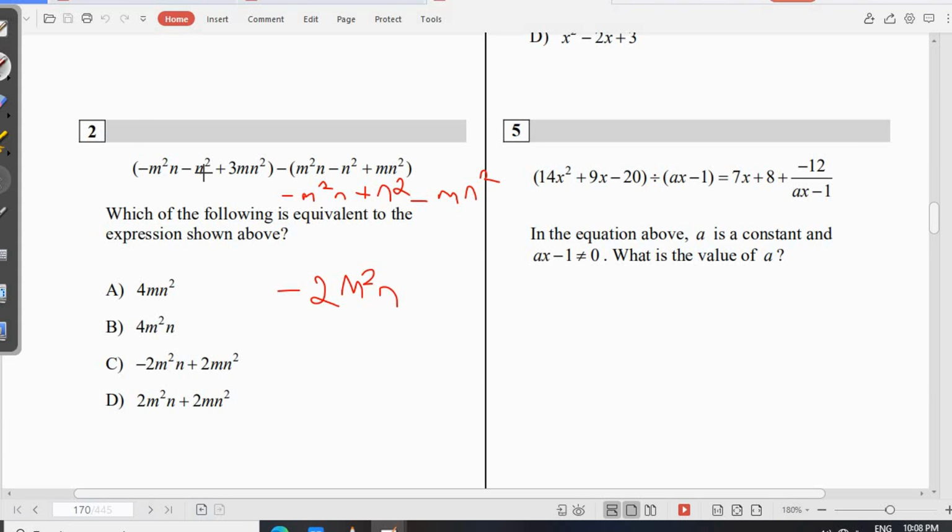Then we have minus n square plus n square, that's gone. Then we have plus 3mn square minus mn square, that will give you plus 2mn square. Alright, I think you have already seen your match. Here it is.